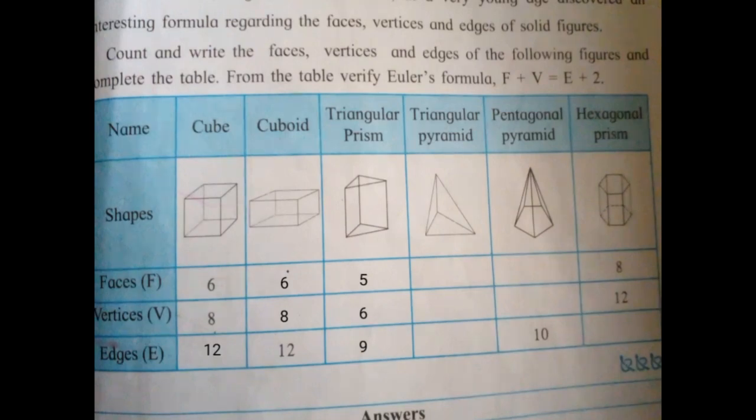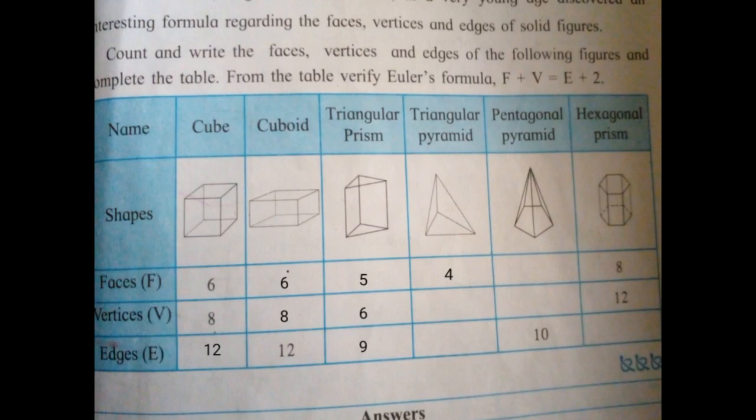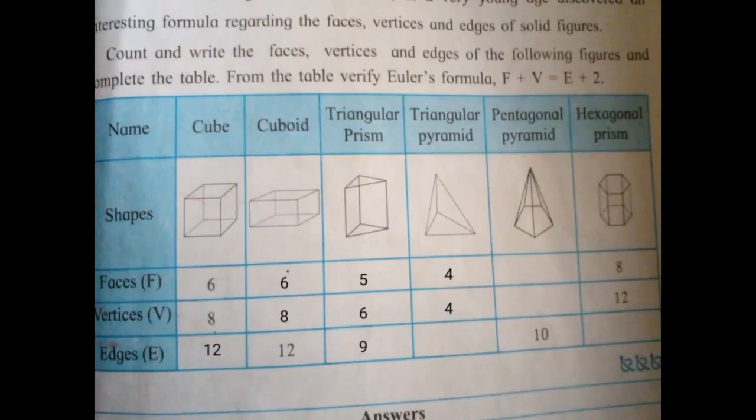Next, triangular pyramid. Count the number of faces, vertices and edges of triangular pyramid. This is the triangular pyramid. First we'll count number of faces of triangular pyramid. 1, 2, 3, 4. There are 4 faces of triangular pyramid. We'll count vertices of triangular pyramid. Point W, point X, point Y and point Z. Altogether there are 4 vertices of triangular pyramid.